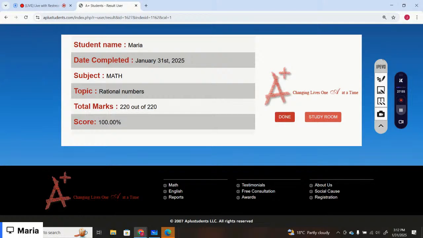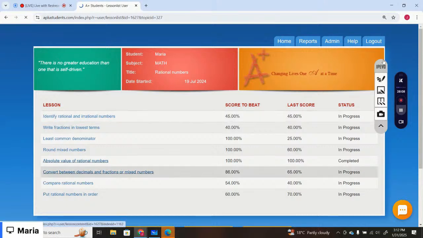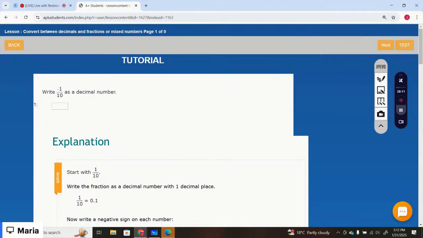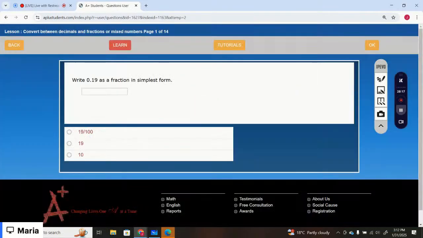Okay, we are done with the lesson. Let's just move on to the next lesson, that is convert between decimals and fractions or mixed numbers. Let's just start with the test questions. You can have a look on the tutorial by yourself later today.